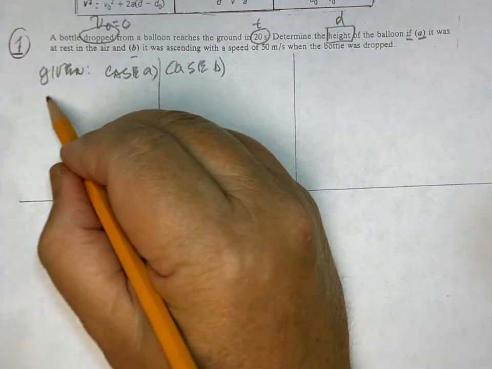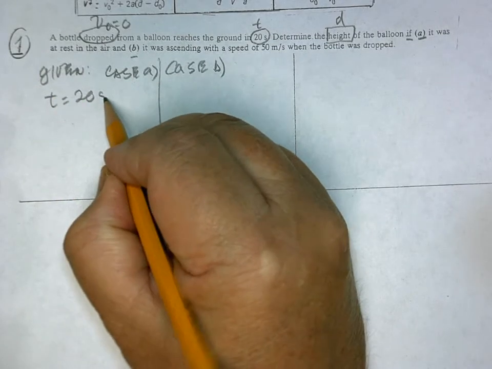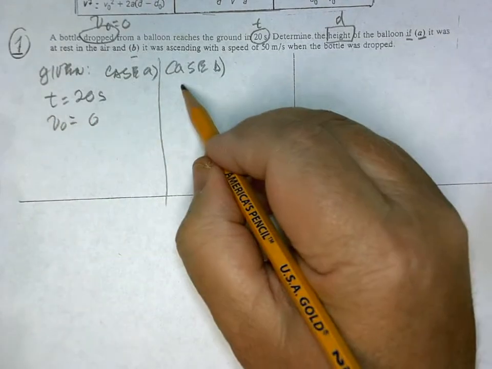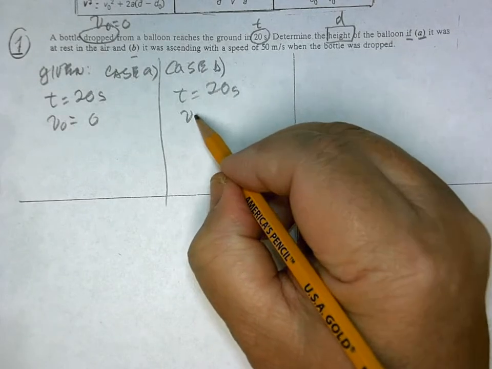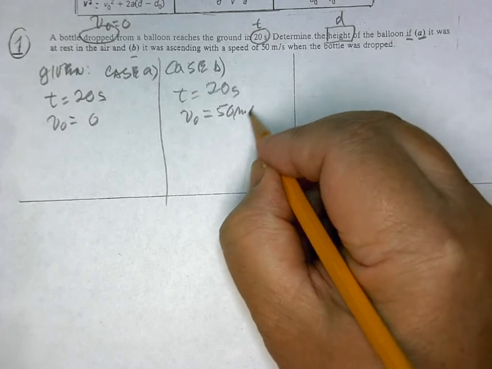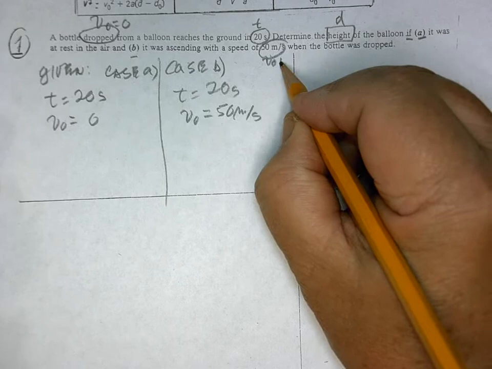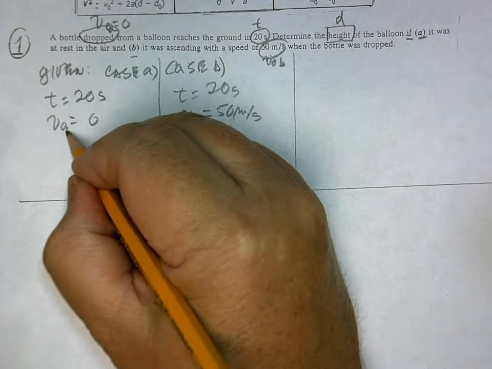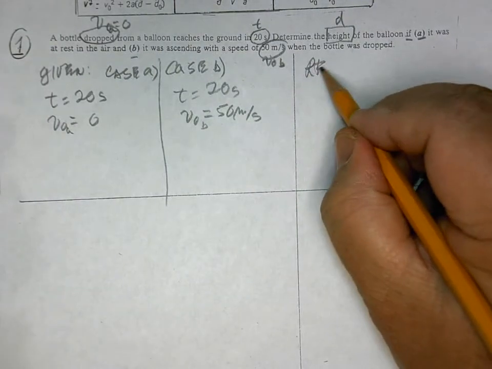Okay? And here we have t is equal to 20 seconds, and V0 is equal to 0. And here t is still 20 seconds, and V0 is equal to 50 meters per second. So we should circle that and say that that's V0B. And this one is V0A. Right? A and B.